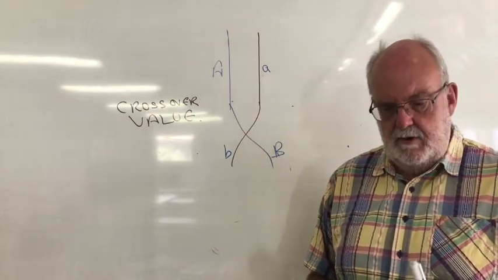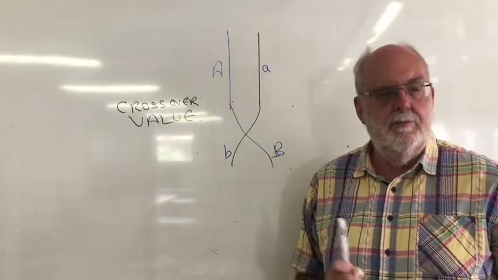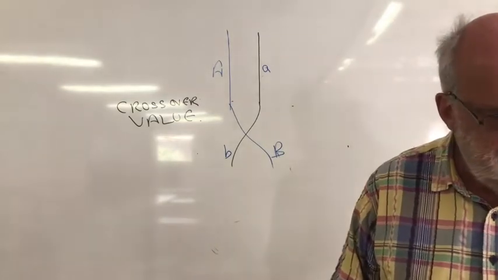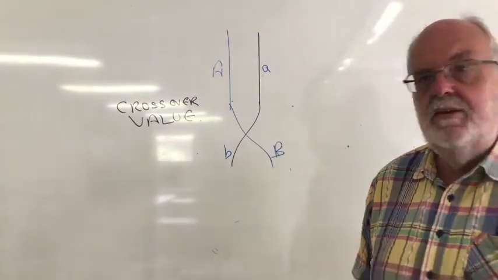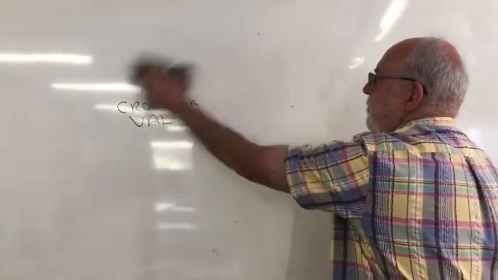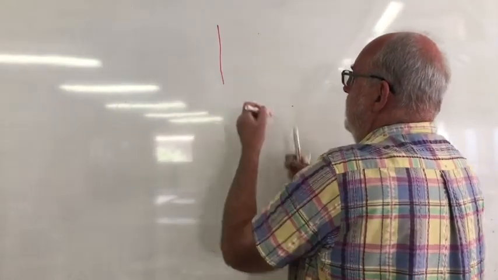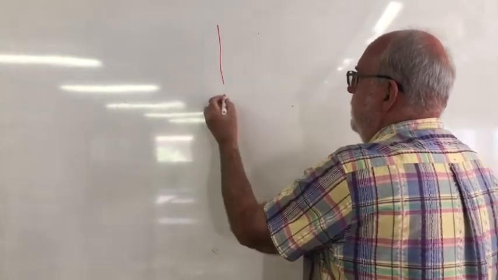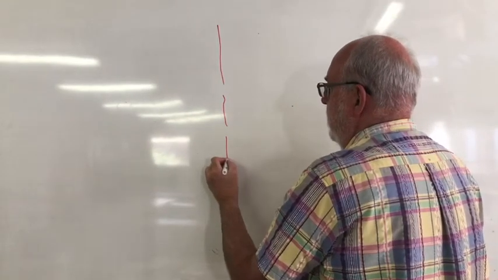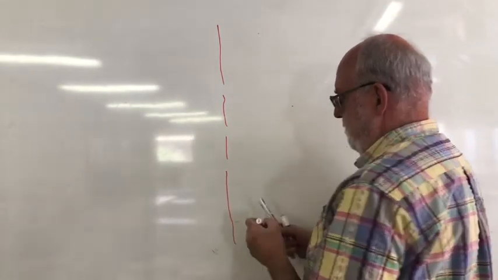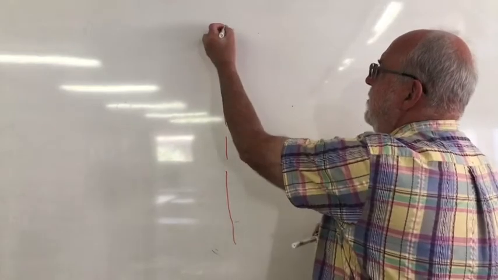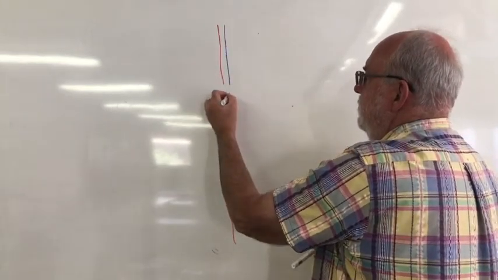The second thing that creates variation during the process of meiosis is something called independent assortment. You remember that when the chromosomes line up in metaphase, they line up on the equator. Here I'm drawing 4 chromosomes. Here's the homologous pair of those chromosomes.